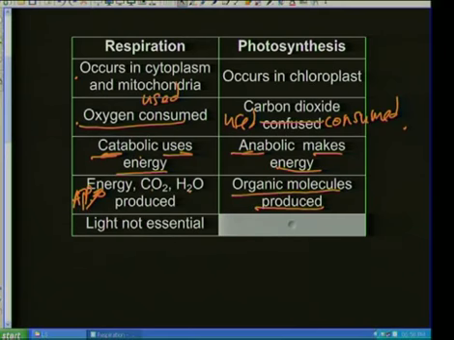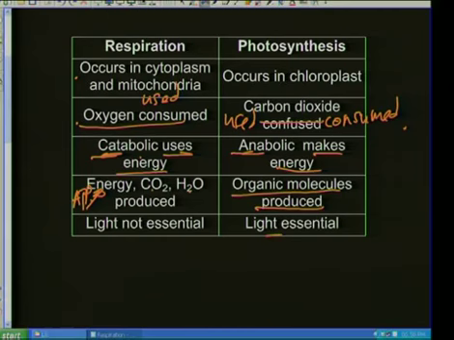Light is not essential for respiration. Any one of the phases, glycolysis, Krebs cycle, oxidative phosphorylation, light is not necessary. Whereas in photosynthesis, for the light-dependent phase, or the light phase, light is essential. So those are your tables of differences. Again, you could make their differences only if you understand the process.